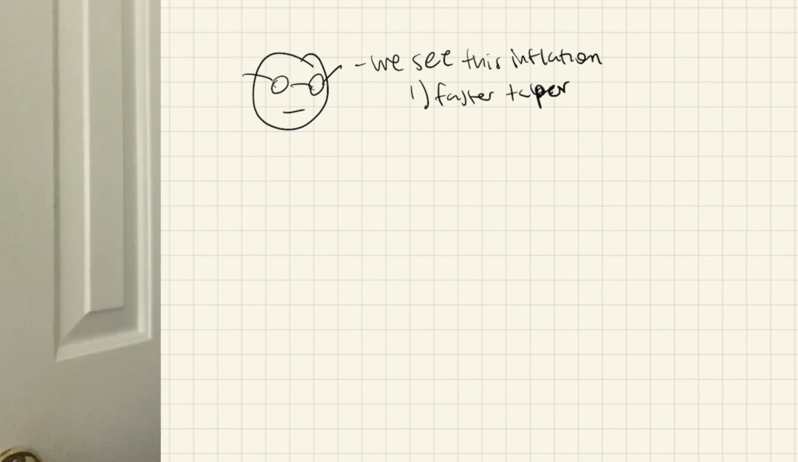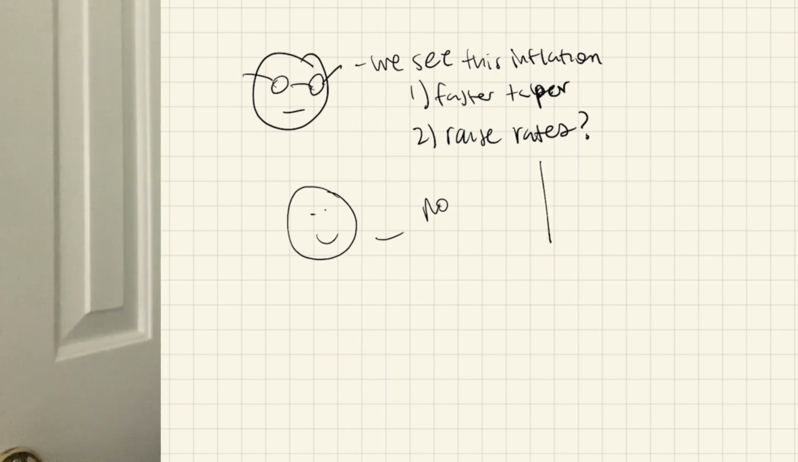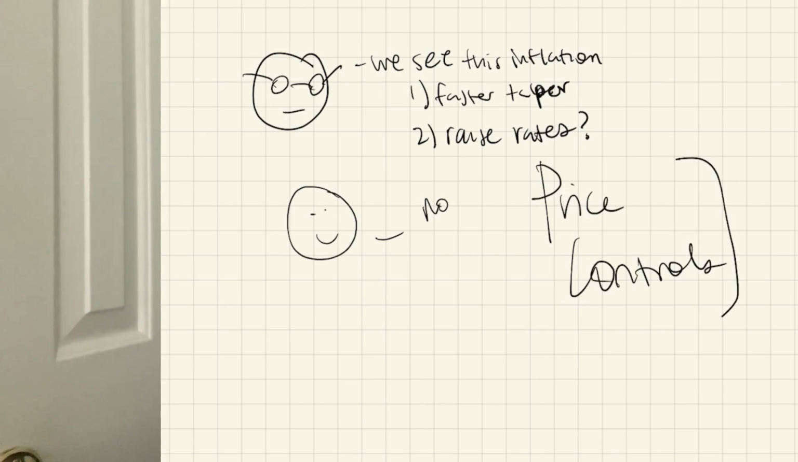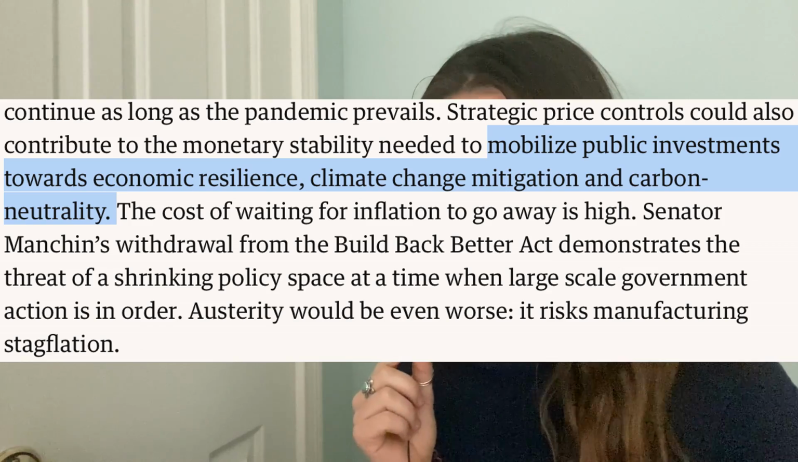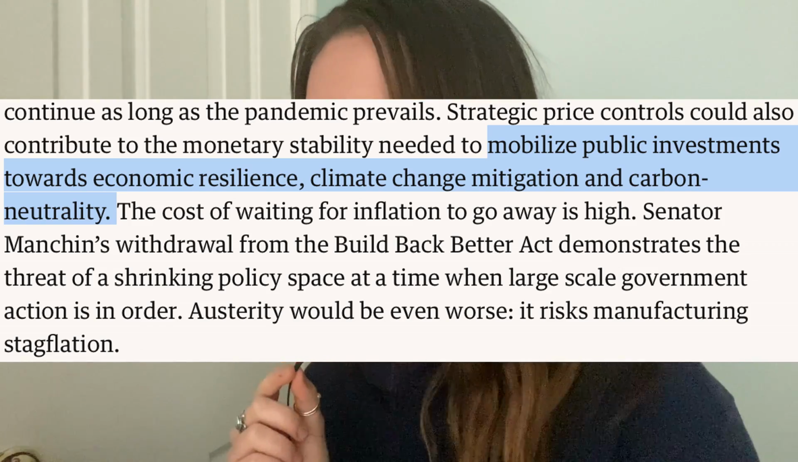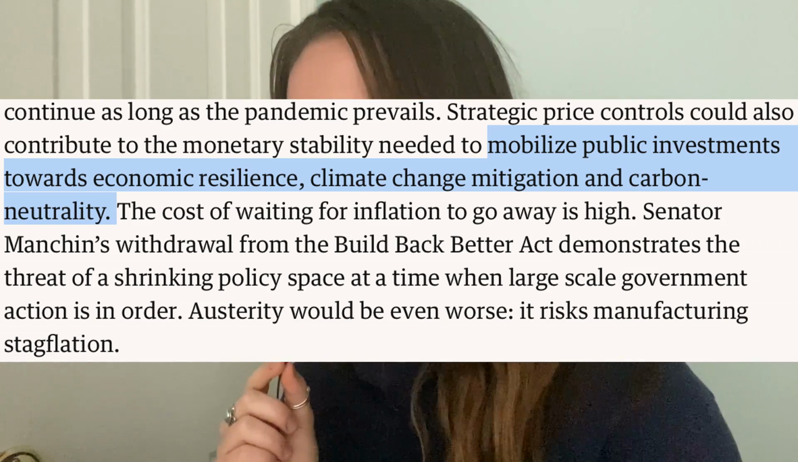You see the Federal Reserve step in and say, okay, to counter that, we're going to taper faster. We're also going to potentially raise rates. This inflation is driven by supply shocks. But Dr. Weber is saying that no, you can do price controls. She has two key points. Number one, these price controls will buy us time in order to figure out what's going on in the market. And then number two, it'll mobilize public investments towards economic resilience, climate change mitigation, and carbon neutrality. And of course, the internet was like, whoa, man, this is crazy.